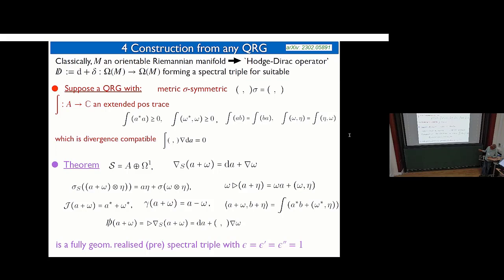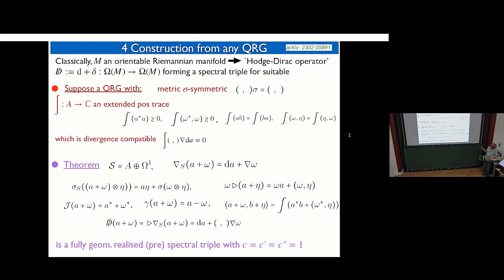Well, this is just positivity on A, but it extends to one forms. If you take omega, omega star, evaluate with the metric, that should always be positive. Similarly, this is the usual trace, and if you reverse the order here, you should also get the same. So this is what I call extended trace and extended positivity.